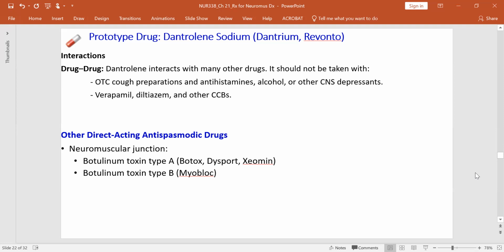Ventricular fibrillation and cardiovascular collapse may result when we concurrently give verapamil or any CCB drug, calcium channel blocker, with dantrolene. That may lead to VFib or cardiovascular collapse.